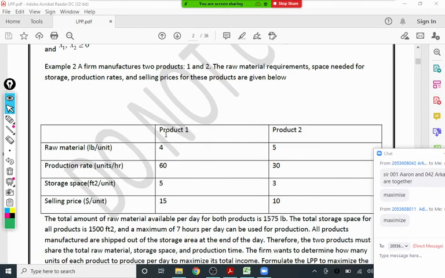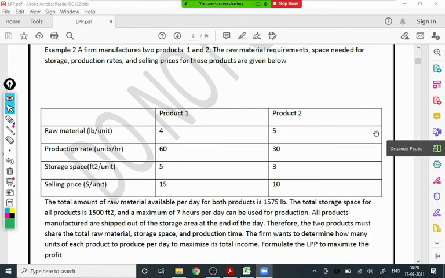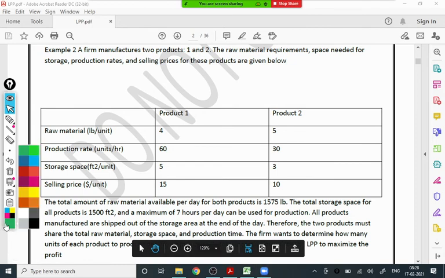So here is example 2. In a few cases, the question may be a little lengthy. You will observe this is mainly the problem of formulation. Formulation sometimes becomes very lengthy because it is a word problem. But whenever the table form is given, it is always easy for us. Again, if you focus on the last line, formulate the LPP to maximize the profit here. So this indicates again we have to maximize the profit.